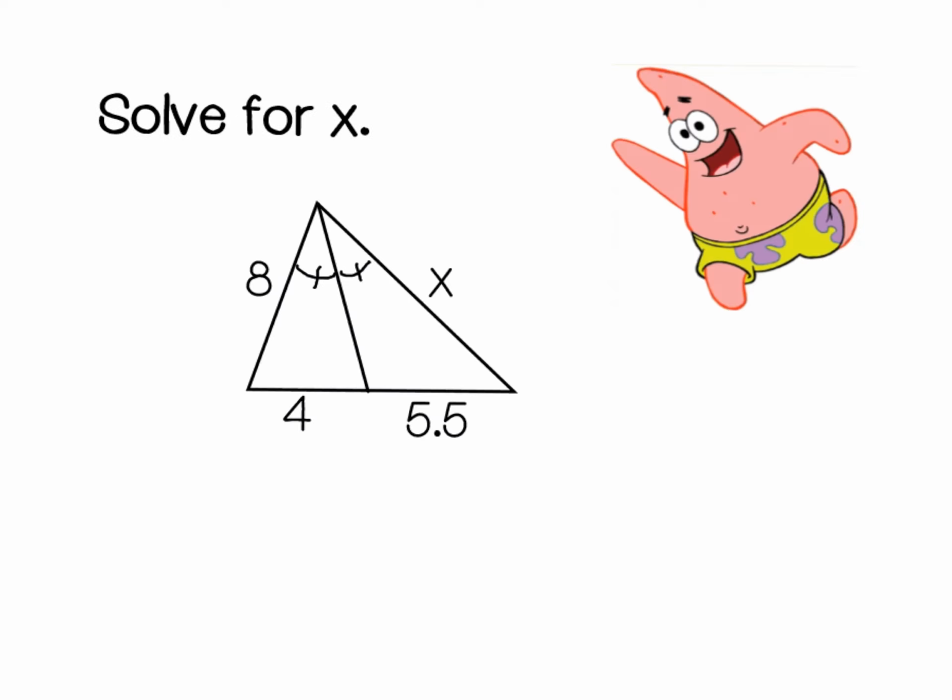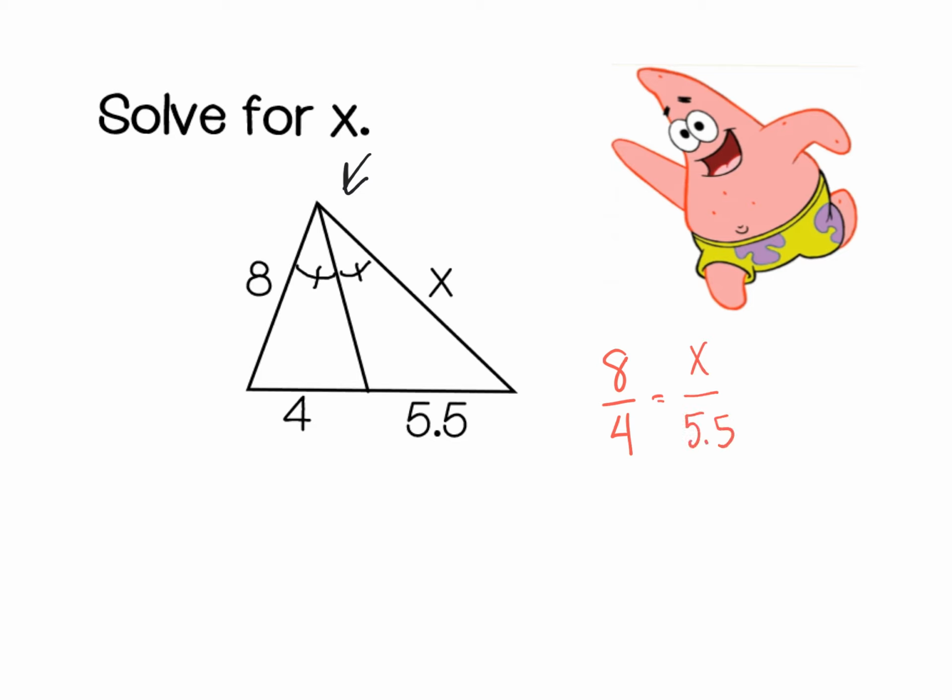All right, so again, we have the angle bisector here. So the legs of the angle that's being bisected are 8 and x. And then the third side, its parts are 4 and 5.5. So we have the leg over its part, so 8 over 4, is equivalent to x over 5.5.